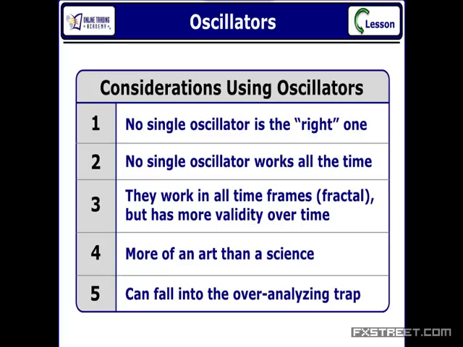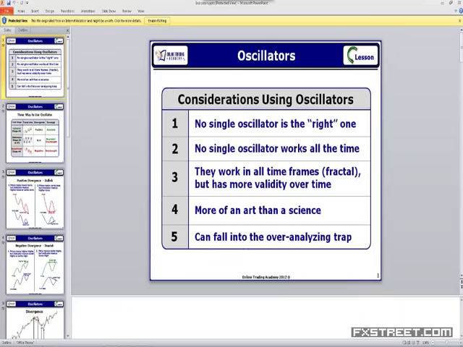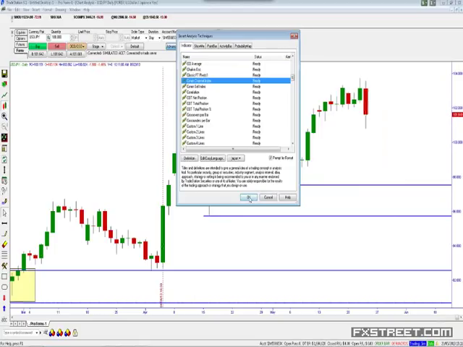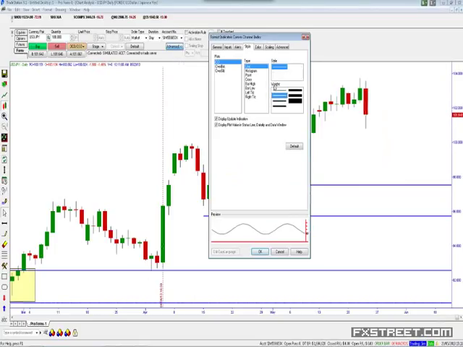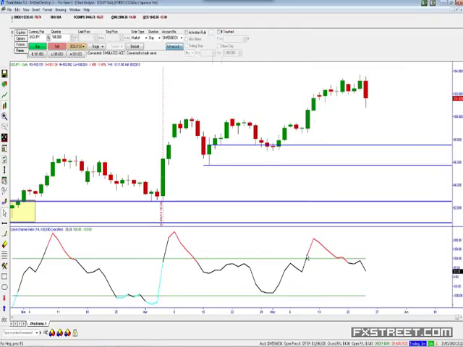One of the things you'll notice when you go to your indicators, I'll go back over here to my trade station and bring up another indicator. We'll just bring up the CCI, Commodity Channel Index. There we go. And let's go ahead and darken that a little bit, thicken it up. There it is.